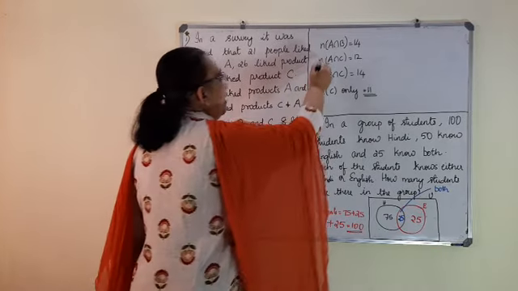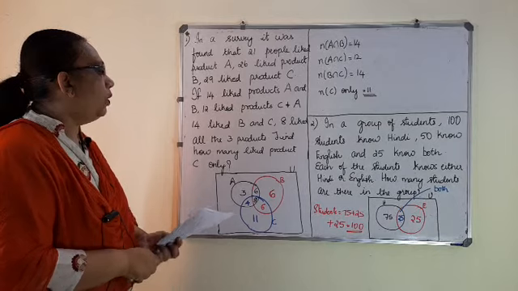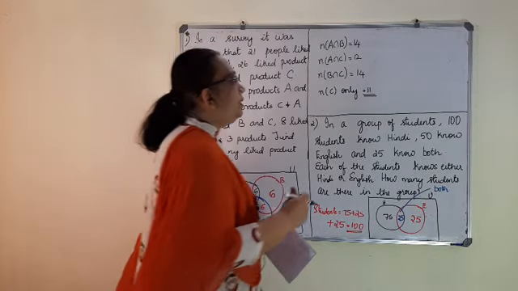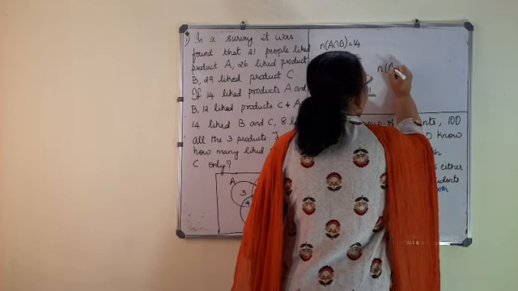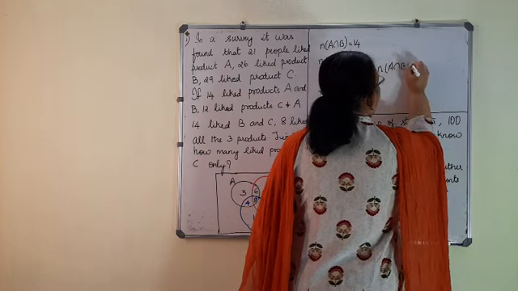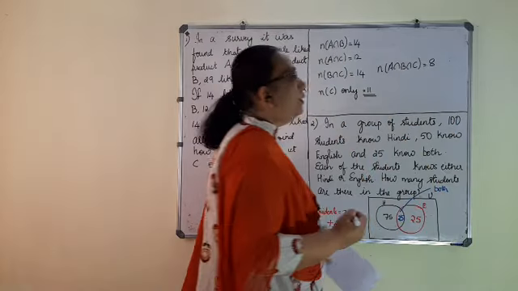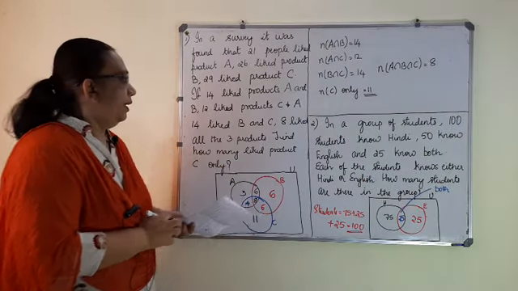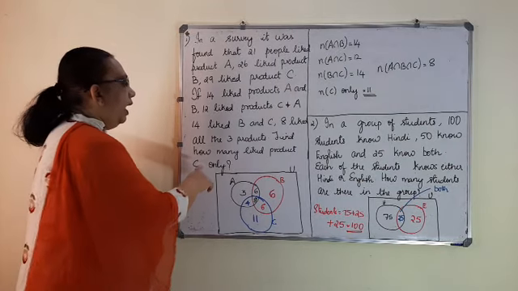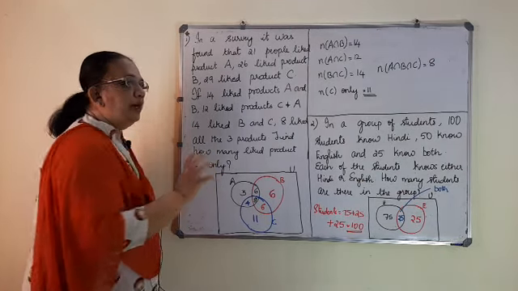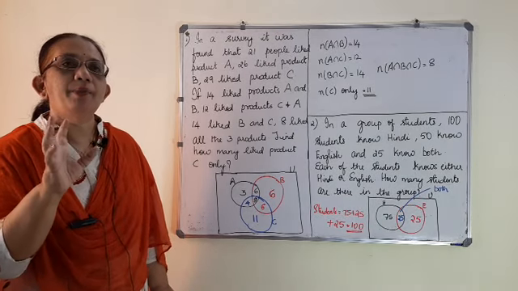So I have written everything in mathematical notation. And 8 liked all the three products. That is n of A intersection B intersection C is equal to 8. People liked all the three products, A as well as B as well as C. Find how many liked product C only.